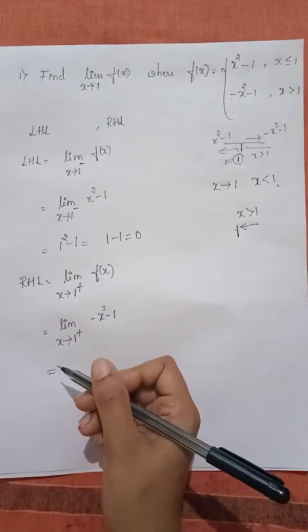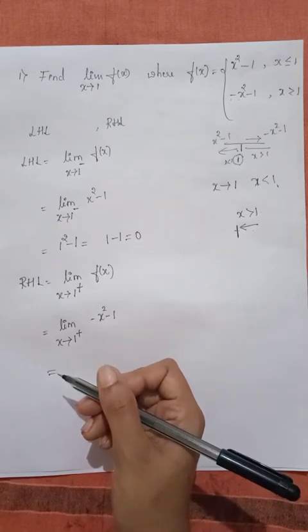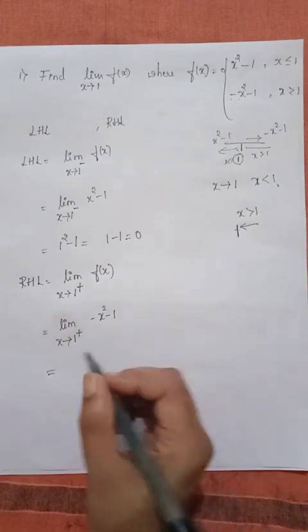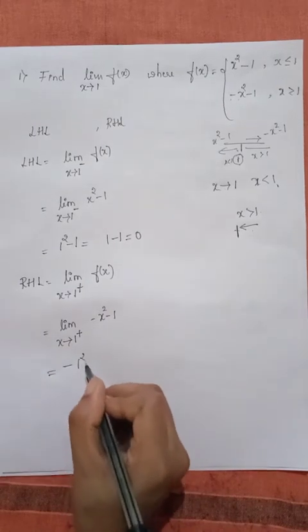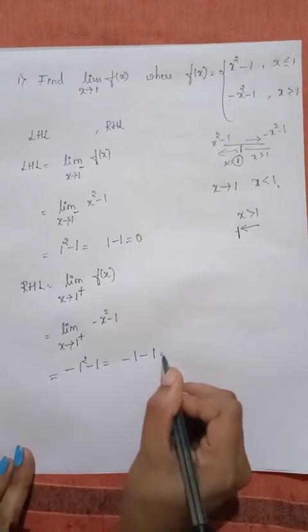You just have to put the value for x. So if you put x is equal to 1, what will you get? Minus 1 square minus 1. So what is it? It is minus 1 minus 1, which is minus 2.